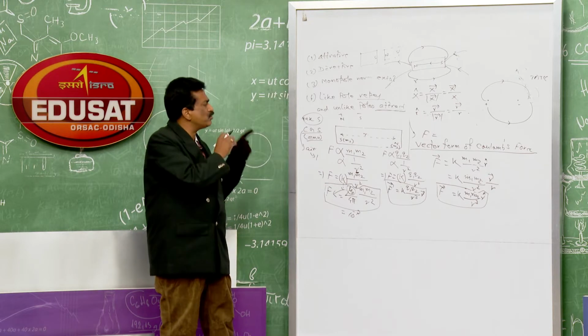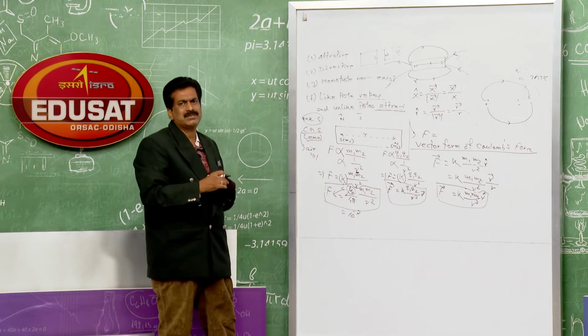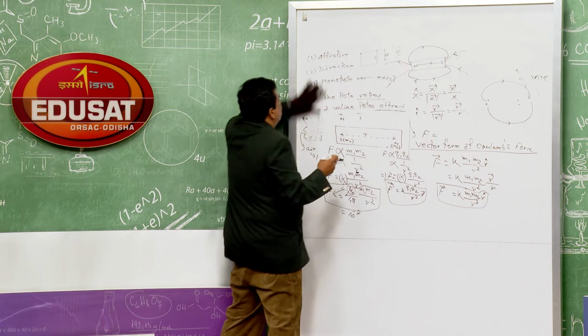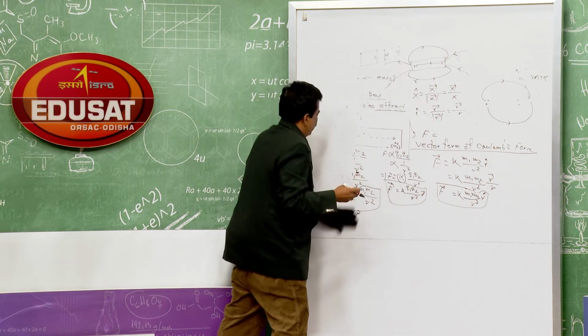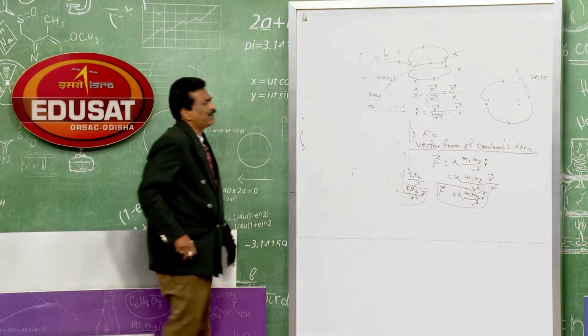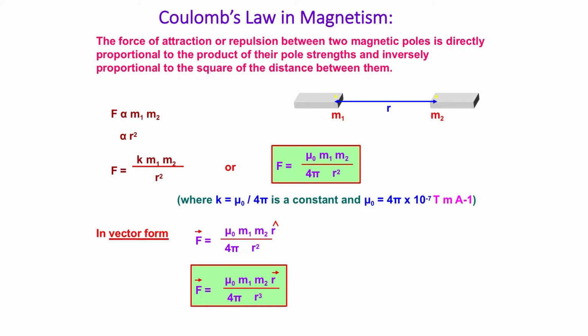By taking these two expressions, now we will discuss some of the problems. So let us now come to the figure. In the figure you see the vectorial form is given: F vector is equal to k of M1 M2 by r cube. So k is equal to mu 0 by 4 pi. So that is the vectorial form in magnetostatics.